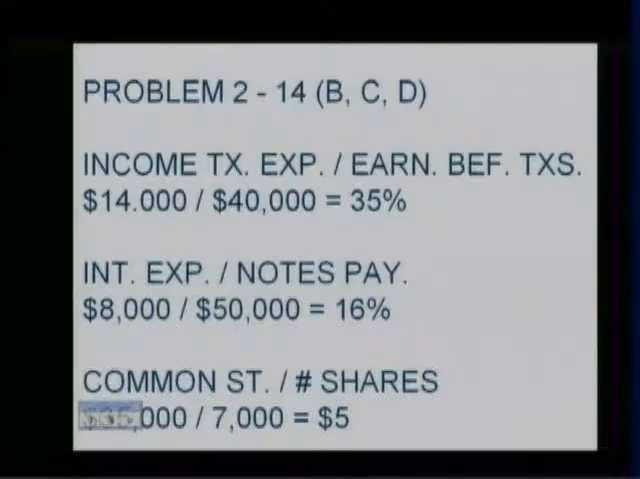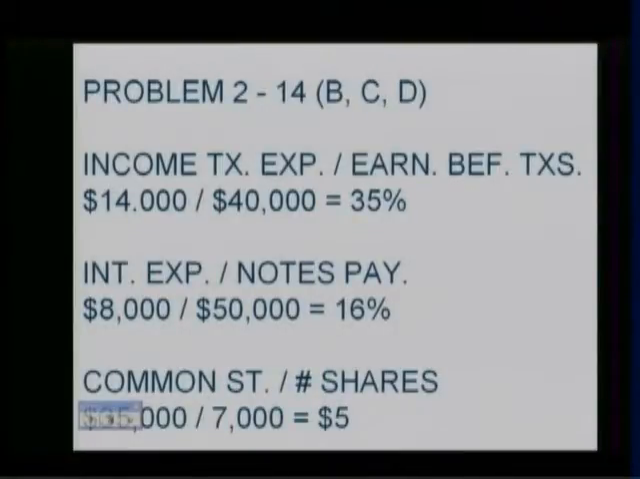Now once you've done the balance sheet and the income statement and the changes in owner's equity, the authors ask you a couple of simple questions just to get you to use that information. For example, in Part B, they say, what was their average tax rate? Well, all you have to do there is take your income tax expense, which they gave you as $14,000, and divide it by your earnings before taxes of $40,000. So their average income tax rate was 35%.